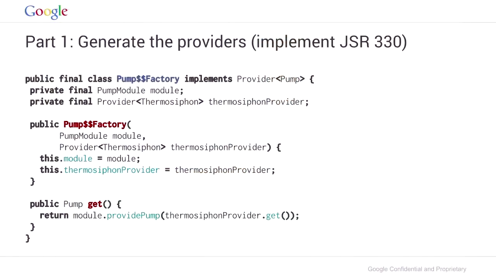The other thing is we also have provides methods, which is a method that provides a value. We saw those in the previous examples. The only difference between a factory for a constructor and a factory for a provides method is that you just get an instance of the module and invoke the method. That's happening down there. In order to provide a pump, I need a thermosiphon, because that's my implementation of pump. I generate code that just calls the method and passes in the thermosiphon. Pretty straightforward there too, I think.